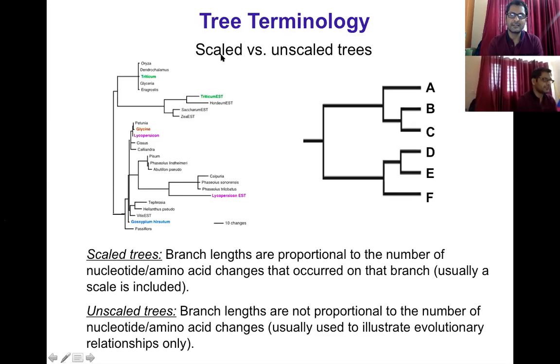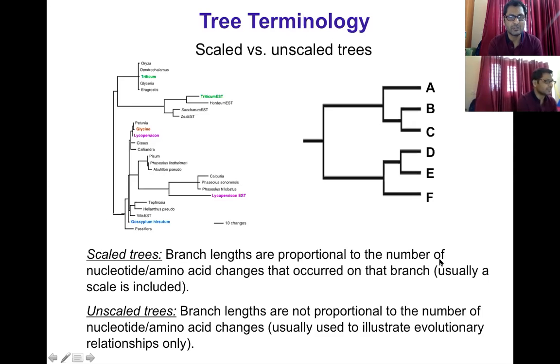Then there is tree terminology between the scaled tree and the unscaled tree. Scaled trees are the trees where a scale is shown at the bottom of the tree, and this scale is showing the number of mutations per 100 years or per 1000 years. Suppose this scale shows 10 changes, which means 1 centimeter represents 10 mutations. So if this size is the same as this size, it means from here to here, 10 mutations must have taken place. So these are known as scaled trees.